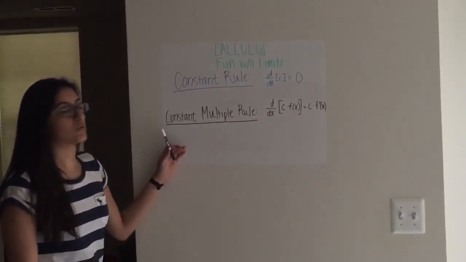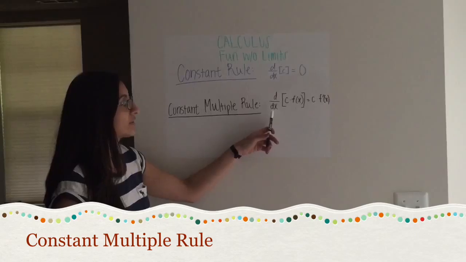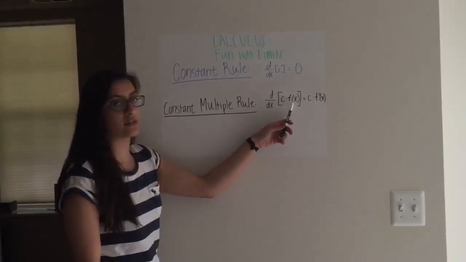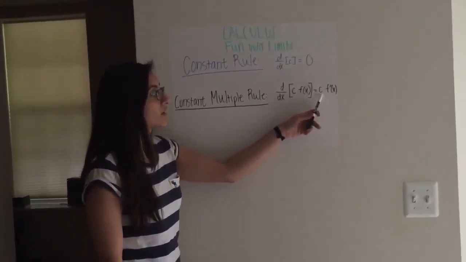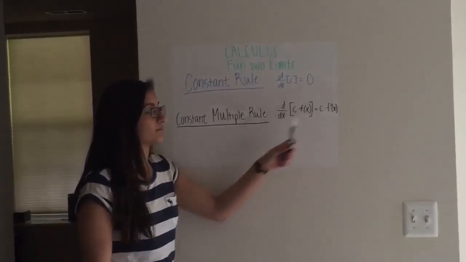On to our next rule, we have the constant multiple rule. That states that when you take the derivative of a constant times a function, you will get the constant multiplied by the derivative of the function.